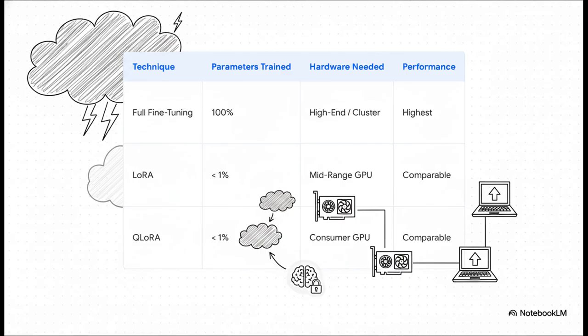This table just lays it all out so clearly. You've got full fine-tuning on one end, trains 100% of the parameters, needs a ton of hardware, but gives you that top-tier performance. Then you have LoRA, trains a tiny fraction, maybe less than 1%, needs way less hardware, and the performance is still fantastic. And then there's QLoRA, training that same tiny fraction, but with an even smaller memory footprint, opening the door for pretty much anyone to get in the game.